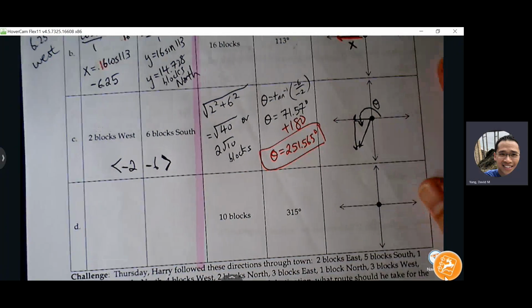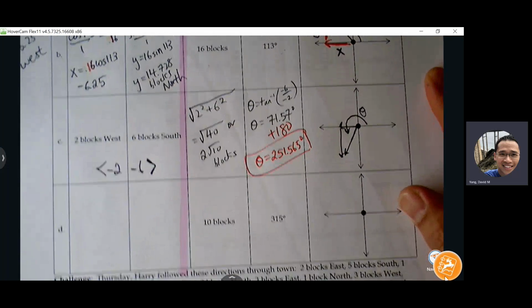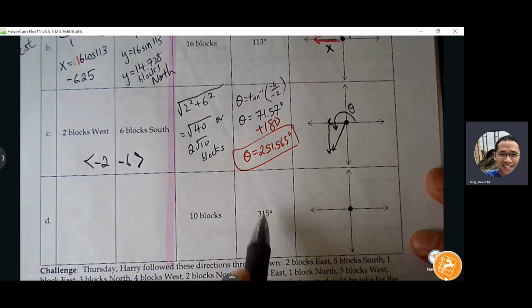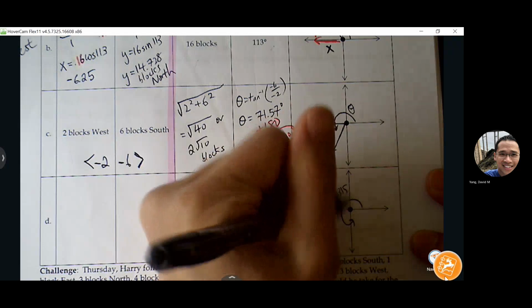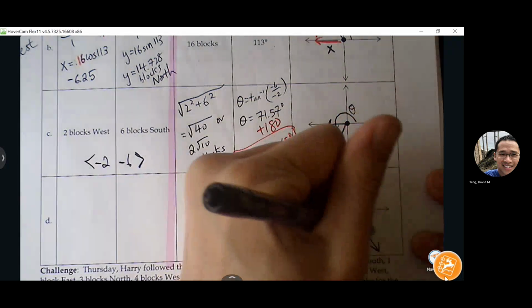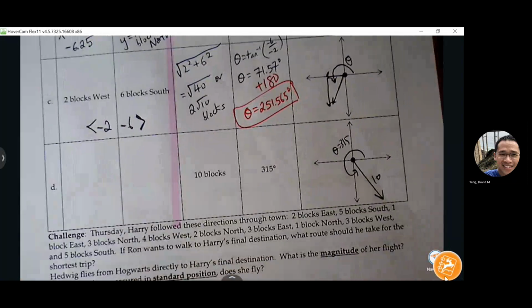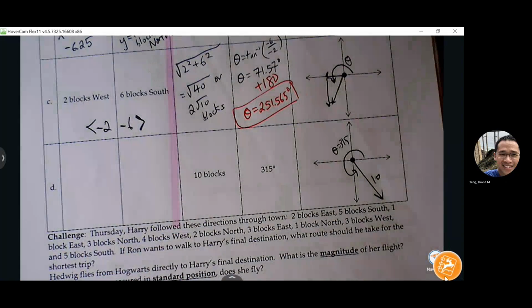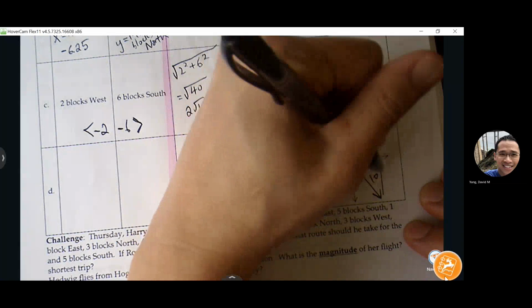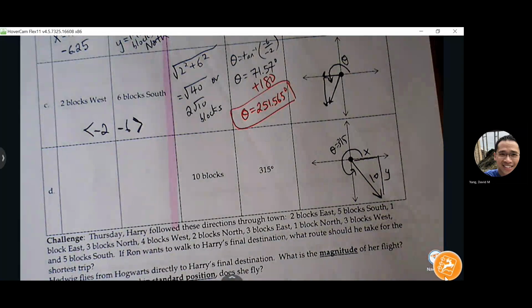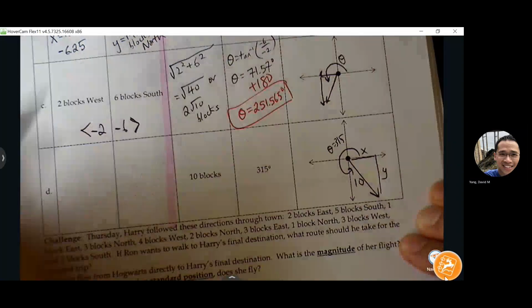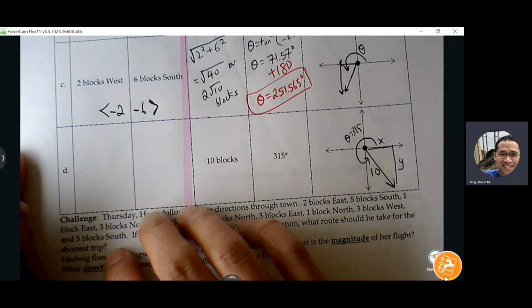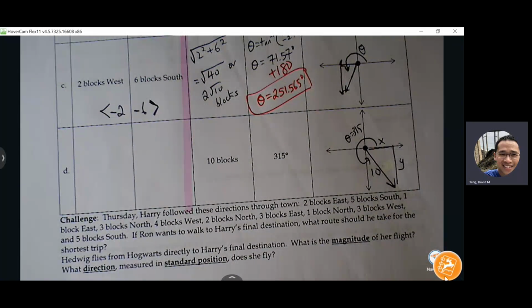Okay, again, working backwards, D is going to be similar to part B. So 10 blocks, 315 degrees, that's in the fourth quadrant. Ten is my hypotenuse. I'll use cosine to solve for x, and then you can either use Pythagorean theorem to solve for y or sine.